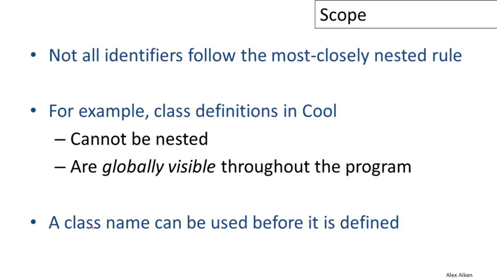Now, it's important to understand that not all identifiers follow the most closely nested rule that we outlined before. For example, a rather large exception to this rule is class definitions in COOL. Class definitions cannot be nested, and in fact, they are globally visible throughout the program. And what does that mean? That means that a class name is defined everywhere. If it's defined anywhere in the program, that class name is available for use anywhere in the program. And in particular, a class name can be used before it is defined.